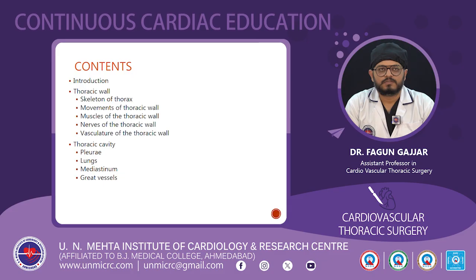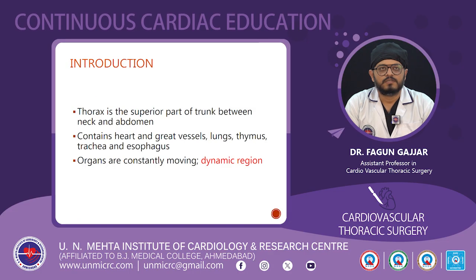We are going to cover this topic under the following headings. First one is the thoracic wall, which includes the skeleton of the thorax, movement of the thoracic wall, muscles of the thoracic wall, nerves of the thoracic wall, and vasculature of the thoracic wall. And the other part is the thoracic cavity, which includes the pleura, lung, mediastinum, and the great vessels.